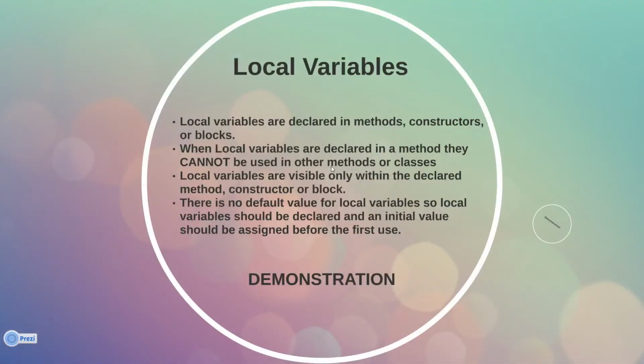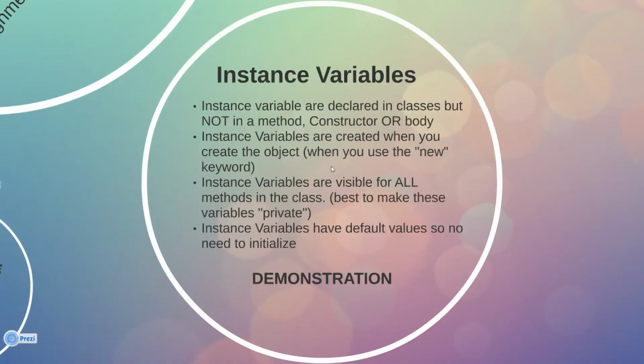Okay, so we are back to our presentation and we're gonna move on to the next kind of variables, okay? Instance variables are declared in classes, but not in the method, okay? Not in the constructor or body, okay? Instance variables are created when you create the object. So remember last time in the object-oriented examples, you create the object and it'll be created when you call that object, okay? When you use the new keyword, remember that? Yeah, you should remember that.